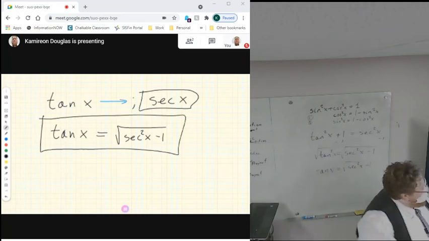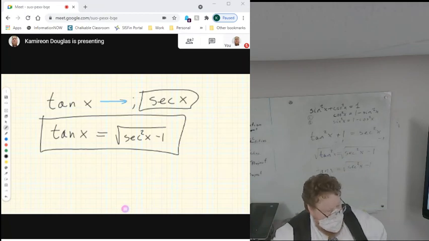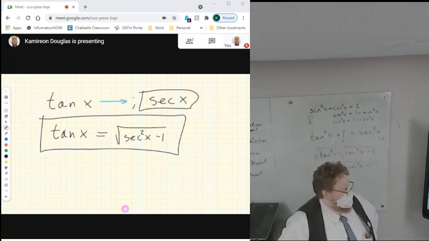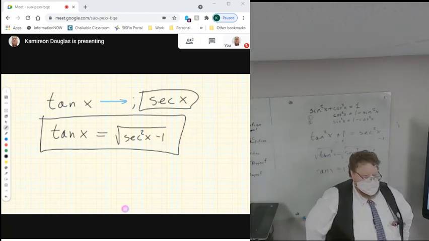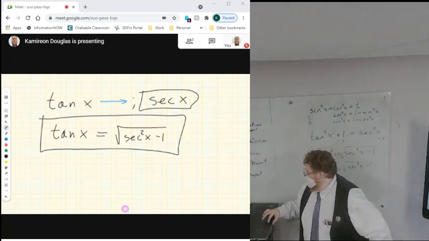Connecting tangent to secant. Is it because square root of 1 would be an irrational number? No. It's property from algebra. Yeah, I actually did. That's the first thing I did.